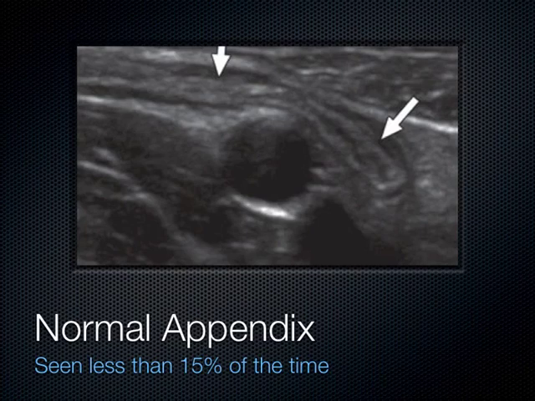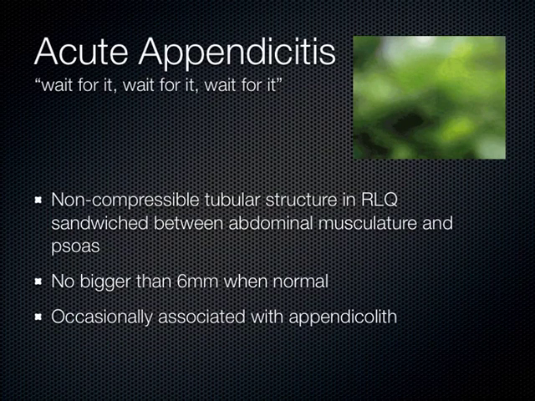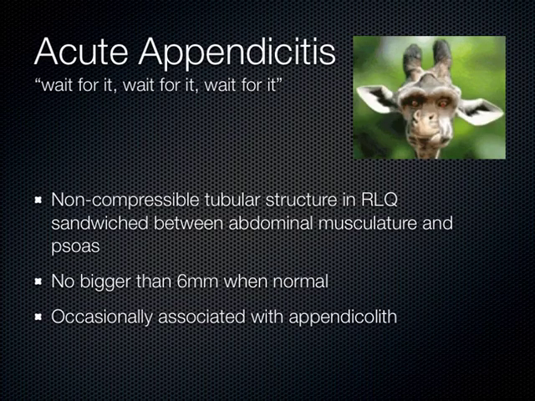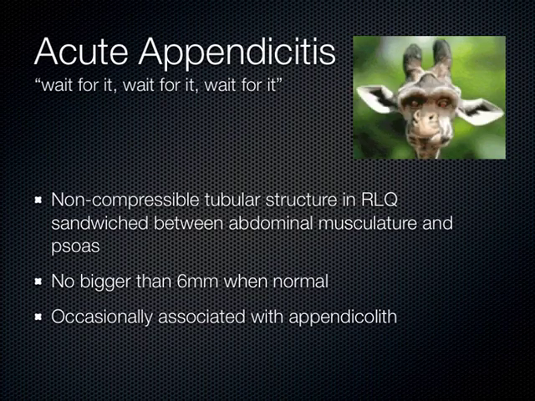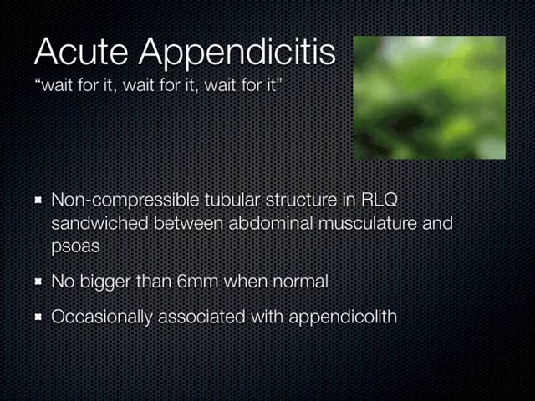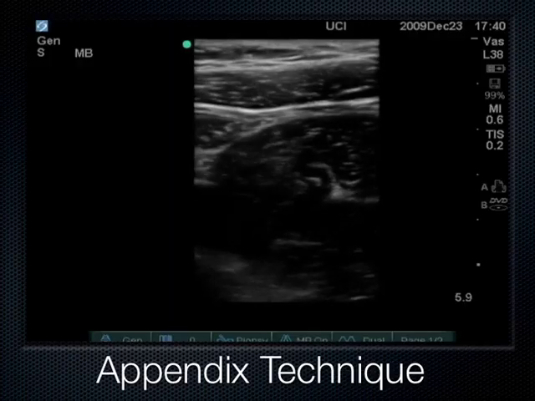Now, when you look for appendicitis, what you're trying to do is compress the abdominal wall musculature down to the psoas muscle. And if you wait for it and keep compressing, eventually you'll see that little appendix pop its head out at you, and then as soon as it's there, it's gone again. So hopefully you were recording it, but it gets sandwiched between the abdominal wall musculature and the psoas muscle. It should be no bigger than 6 millimeters when it's normal, and occasionally you can see an appendicolith, which translated means poop stone.